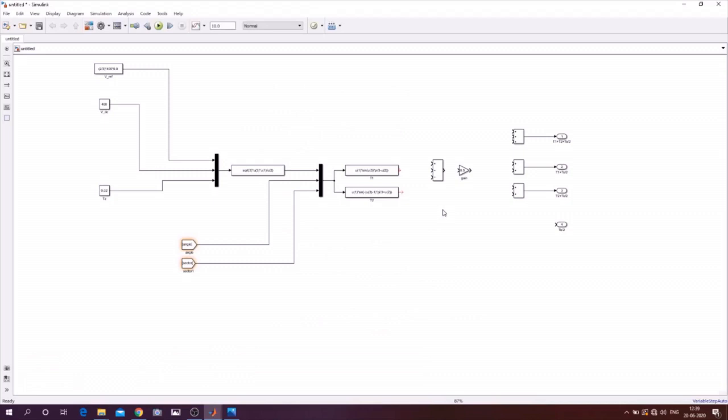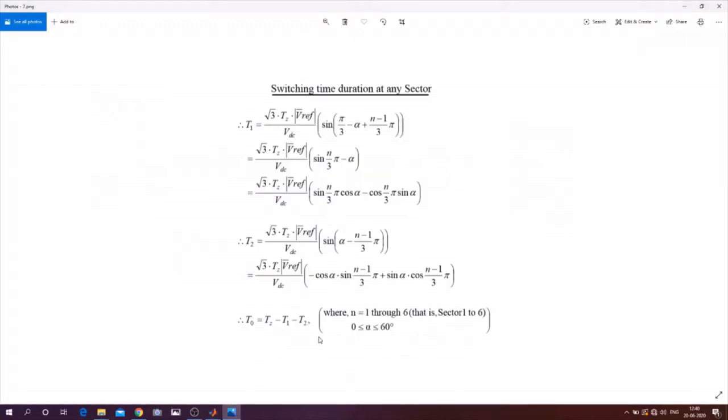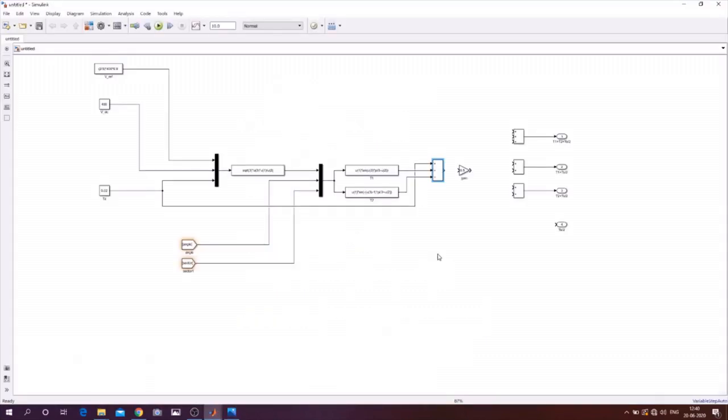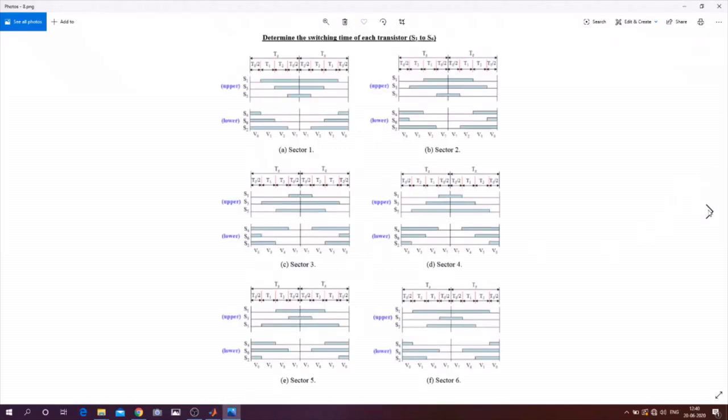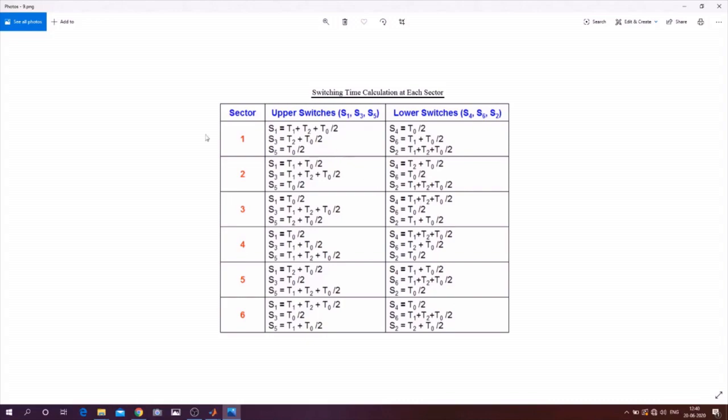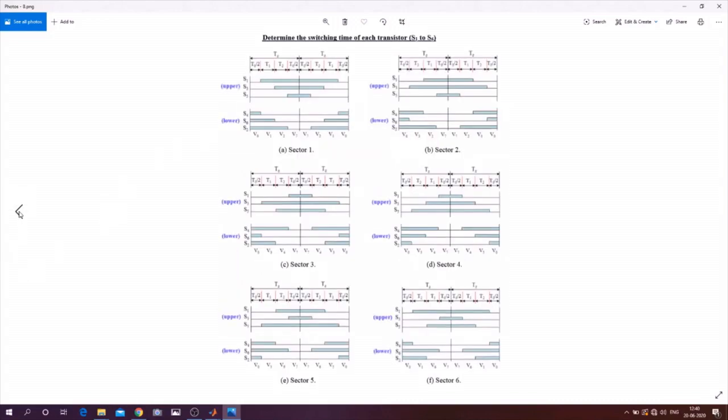Okay. So T0, I will have to find out what is T0. So T0 is what? TZ. So this one is TZ. This one is minus T1 minus T2. Okay. Right. Now I will be finding out this part.